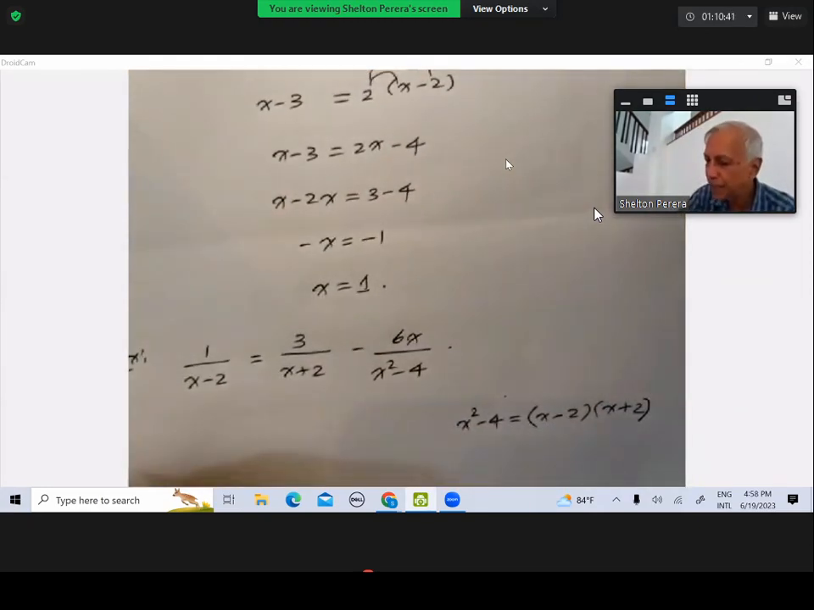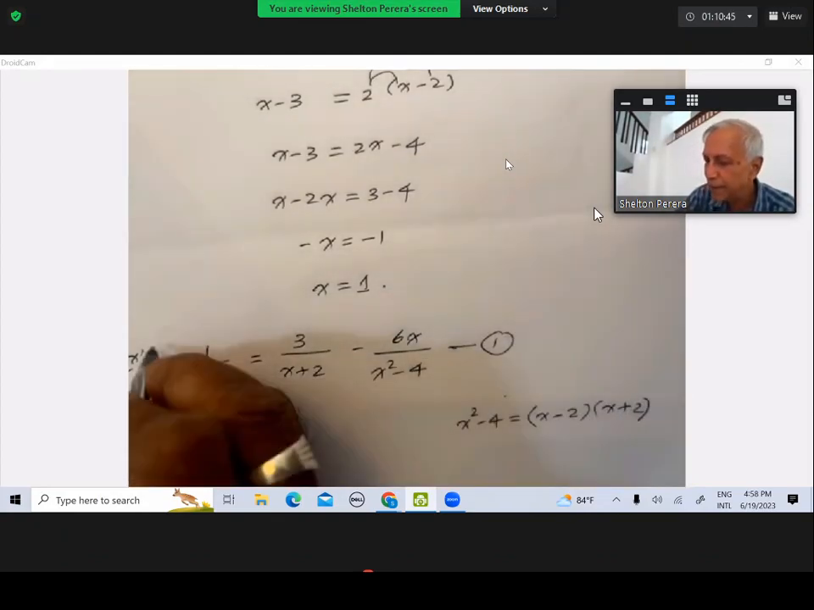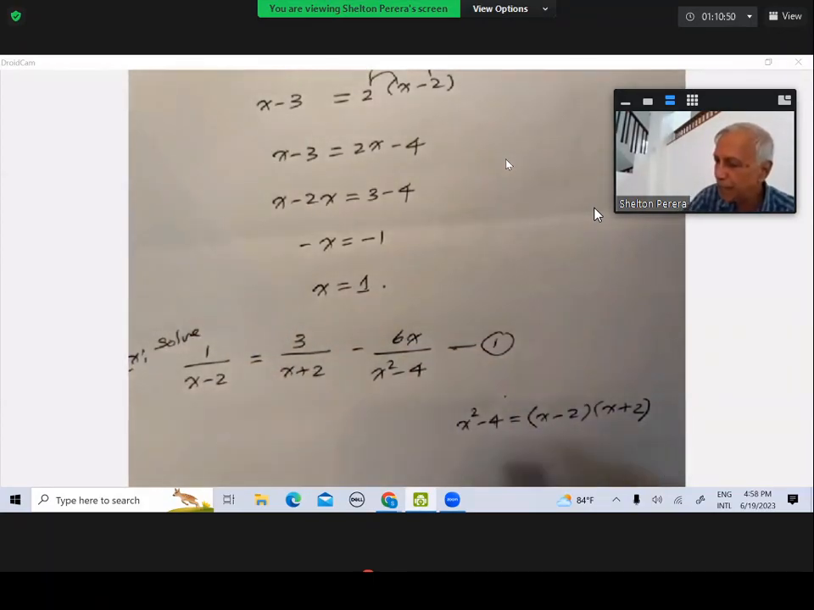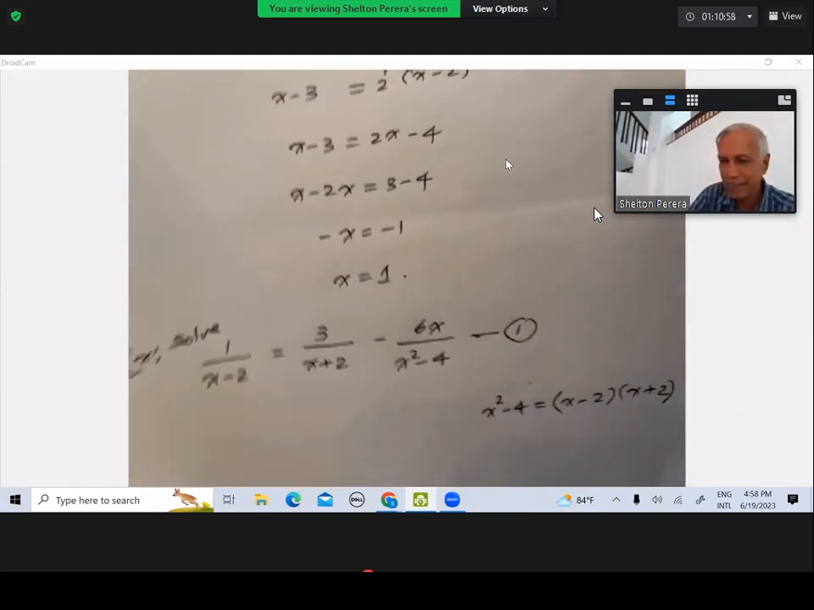So the least common denominator for this equation, let us call this 1. What we have been asked is to solve this equation. When you multiply by, so multiply 1, what is it? x minus 2, I have to get this closed.